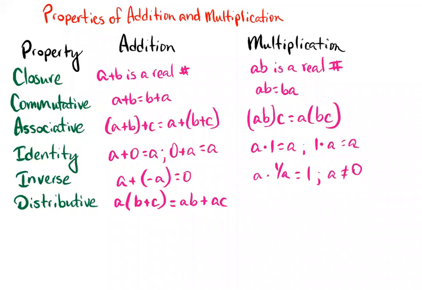The commutative property of addition tells us that A plus B is equal to B plus A. And likewise, the commutative property of multiplication tells us that A times B is equal to B times A. The associative property of addition tells us that the quantity A plus B, plus C, is equal to A plus the quantity B plus C. Likewise, the quantity AB times C is equal to A times the quantity BC.